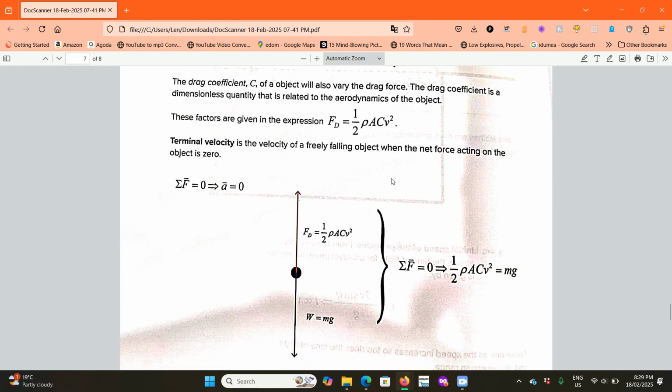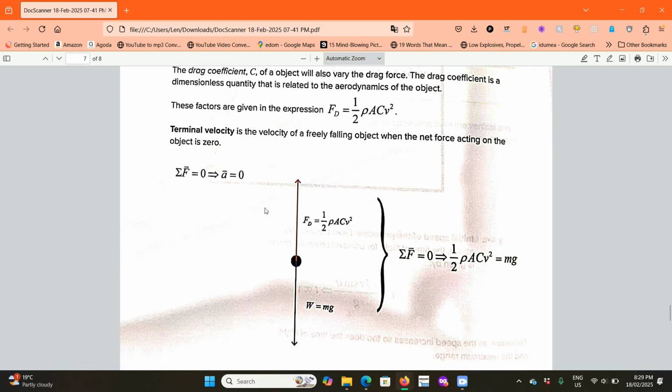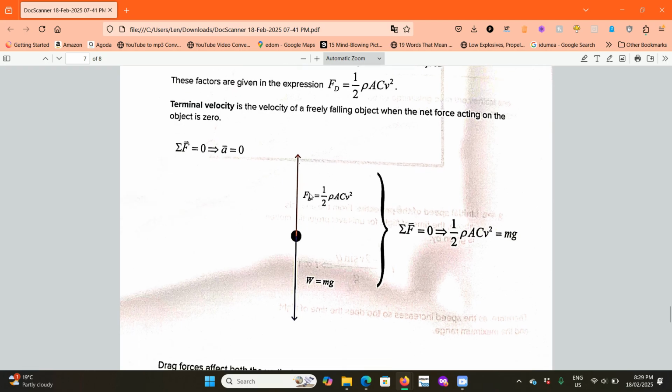Next we have terminal velocity. Velocity of a freely falling object where the net force acting on the object is 0. So force is 0, therefore acceleration is 0. Drag force formula and your weight formula. So weight is mass times gravity, or force is equal to mass times acceleration, same thing. So sum of the forces equals 0, which goes to 1/2 rho A C v squared, which is the same as mass times gravity.